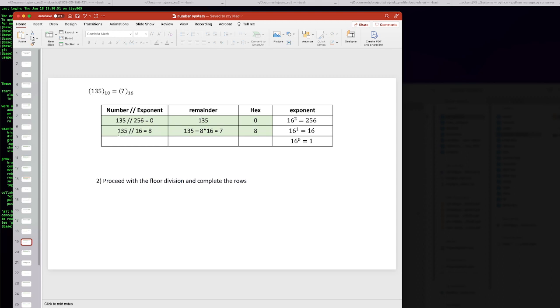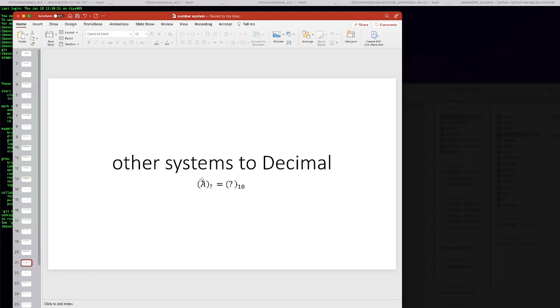What is the division of 135 by 16? It is 8. So this 8 goes to the hex column. And what is this remainder? 7. 7 goes to the next row. What is the result of this division? It is 7. 7 goes to the hex column, and the remainder is 0. So 8, 7 is the equivalent of the number 135 in the hexadecimal system.